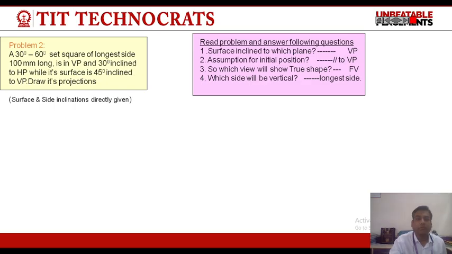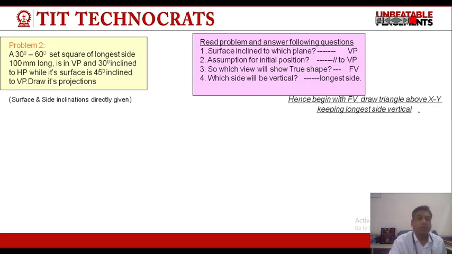Here we have taken one more example. A 30-degree 60-degree set square of longest side 100 mm is in VP. The longest side is in VP and inclined at 30 degrees to the HP, while the surface is inclined at 45 degrees to the VP. Draw its projection.